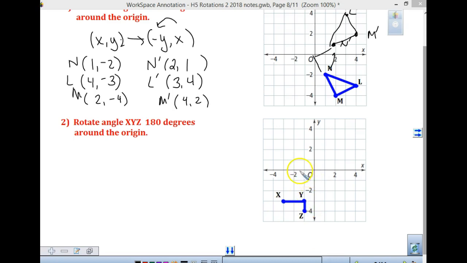Probably not. So I might know that this is -1, -3, so I'm going to go to 1, 3. The z was at -1, 4. This is our z prime, right? This was our y prime. I notice that from y to x, it's over 2. From y to x, it's going to go over 2, and I have my x prime. And again, you could list the points if that's helpful to you, but you don't need to. Okay?